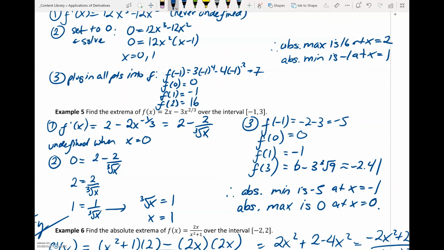So go ahead and try example 6 on your own. There's a little more algebra to figure out the derivative because you do need to simplify it as much as you can. But after you've done that, you can follow the exact 3 steps: finding the derivative, setting the derivative to 0, and then plugging those critical points and the endpoints back into the function to see what the y values are. So go ahead and try that and press play when you're done.